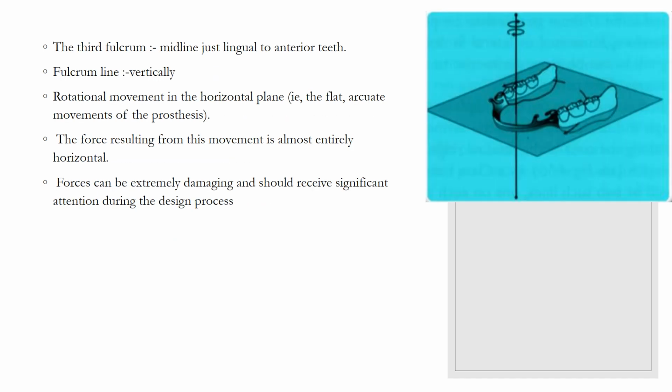Coming to the third fulcrum, which is midline, just lingual to the anterior teeth. So the fulcrum line is in a vertical direction, with rotational movement in the horizontal plane. The force resulting from this movement is almost entirely horizontal, guys. These forces can be extremely damaging and should receive significant attention during the design process. So we should avoid this fulcrum line altogether.